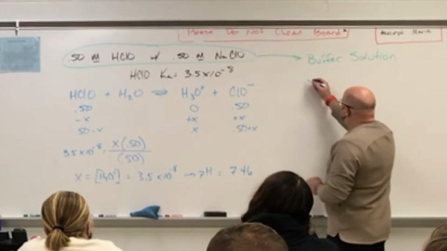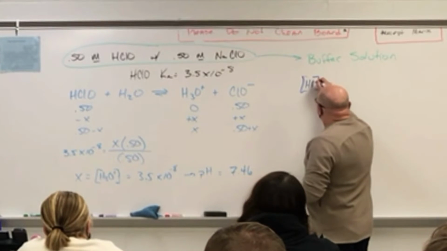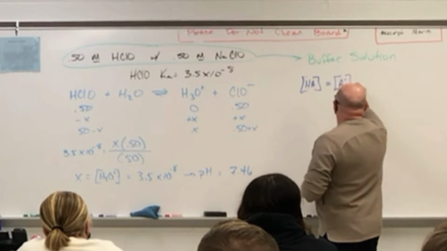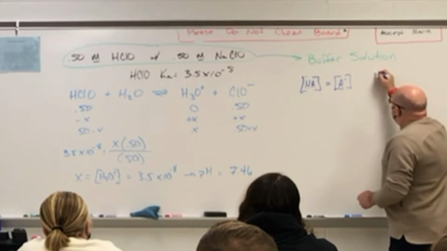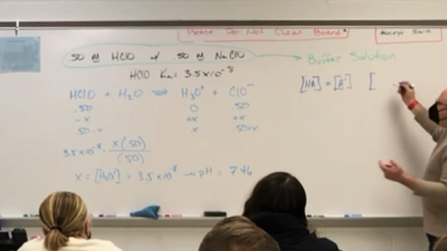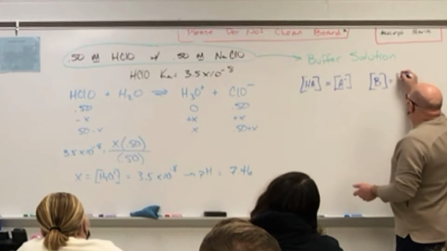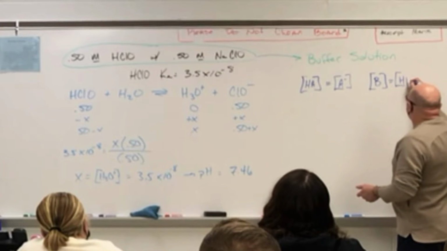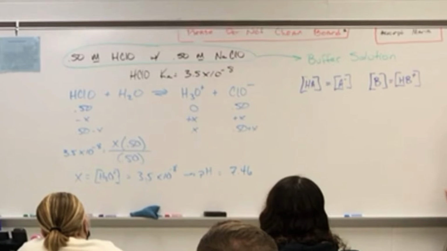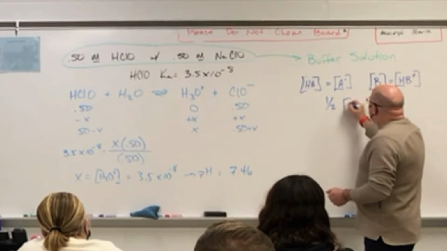So the concentration of your acid is equal to the concentration of the conjugate base. Or if we were dealing with a basic solution, the same basic principles apply. If I had a base and I had the conjugate acid, this is what we call the 1/2 equivalence point.